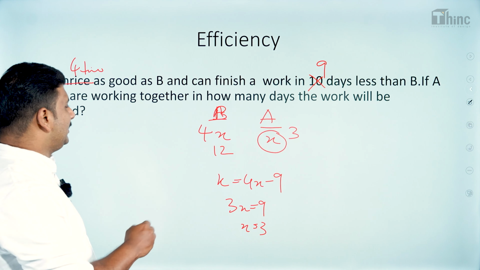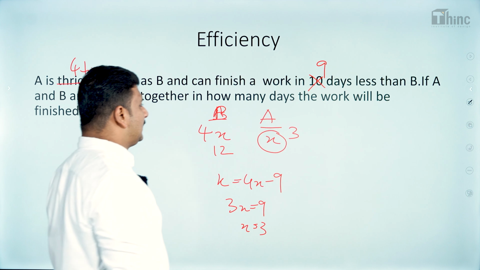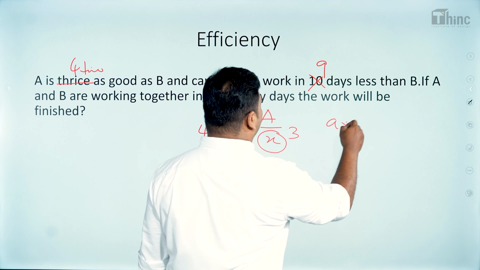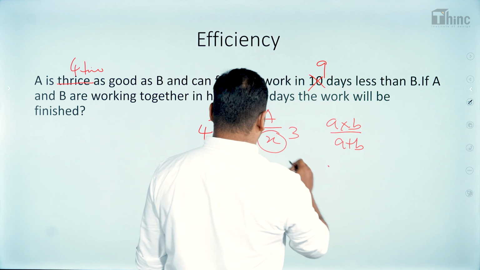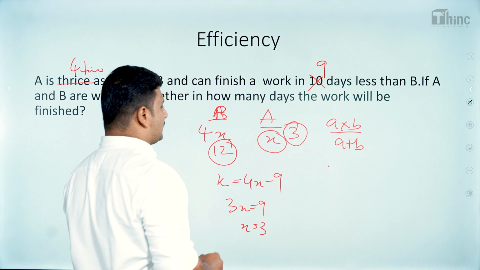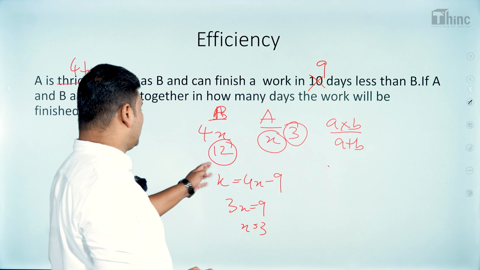Now what is the question? If A and B are working together, in how many days the work will be finished? So we'll go for the formula A into B by A plus B. So what will we do? 3 into, so we got this as 3 and this as 12. So A can finish the work in 3 days, B can finish the work in 12 days.